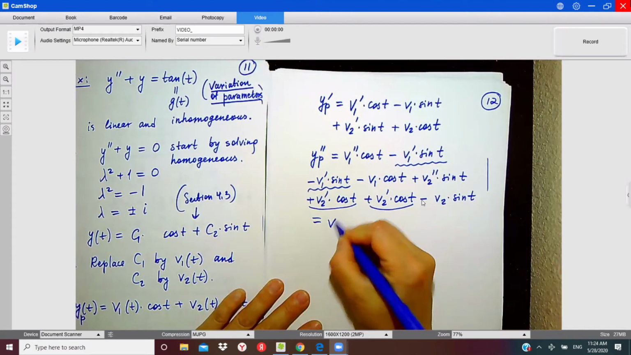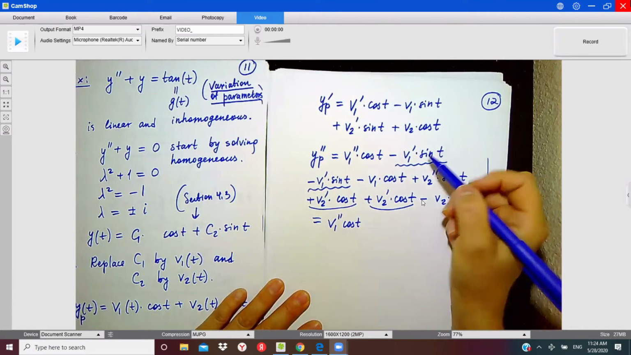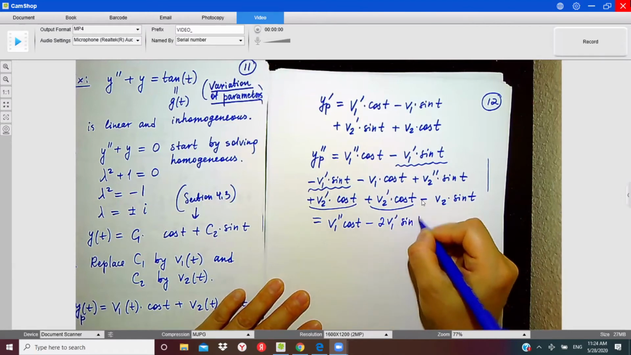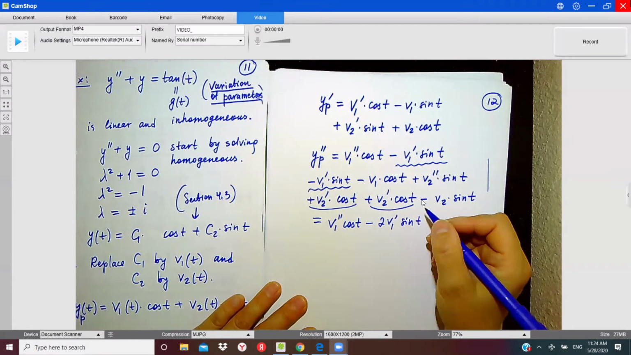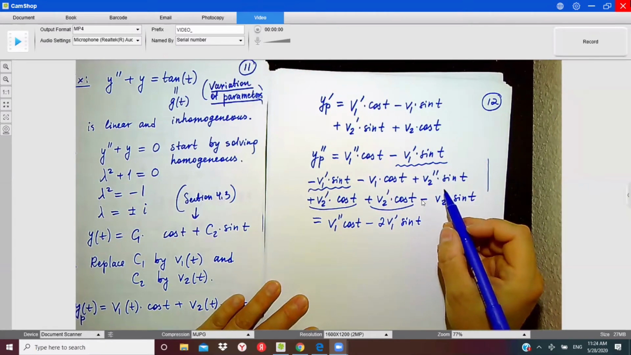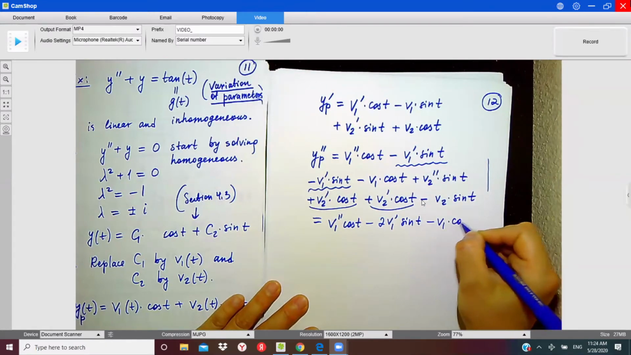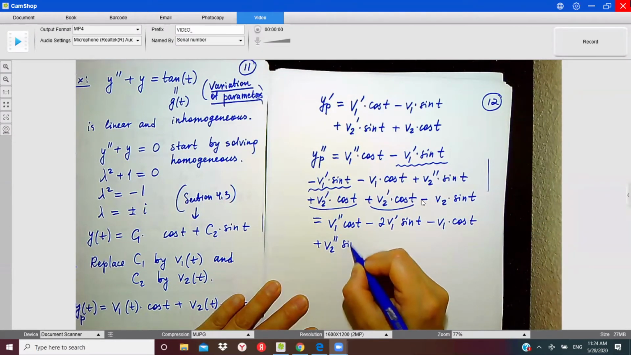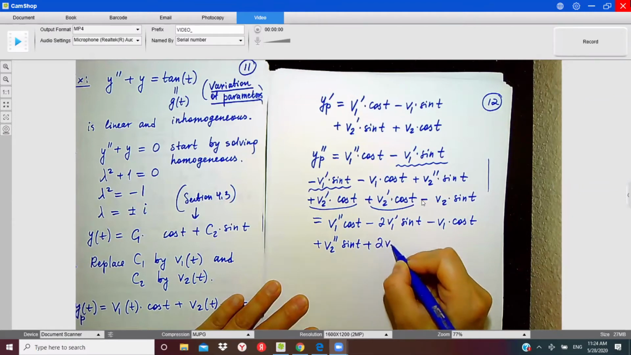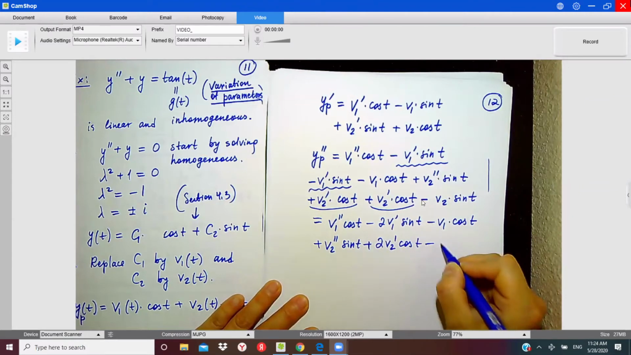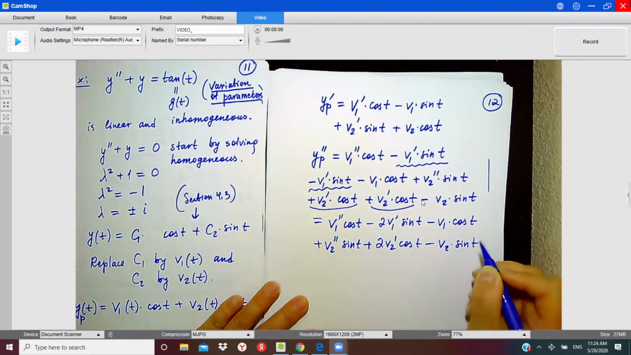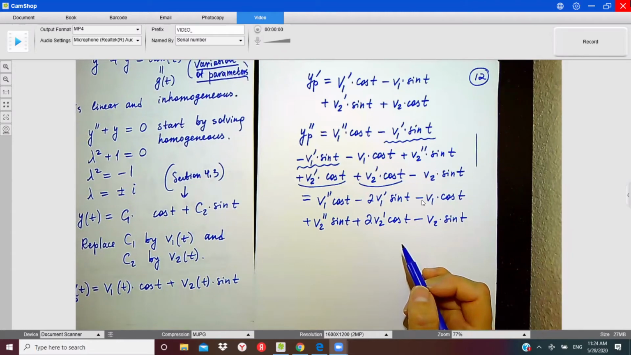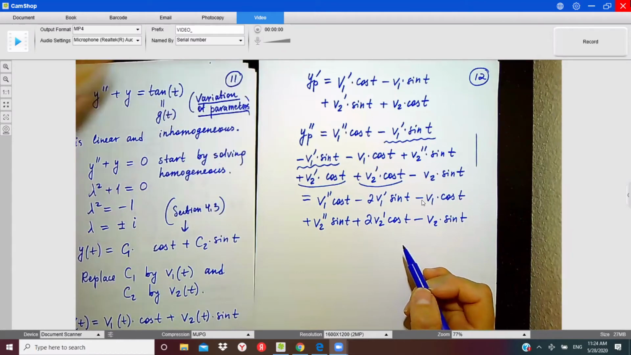So v sub 1 double prime cosine t. Then we combine these two, so minus 2 v sub 1 prime sine of t. Let's see, what else? Minus v sub 1 cosine t plus v sub 2 double prime sine t, and then plus 2 v sub 2 prime cosine t minus v sub 2 sine t. Well, so this is the second derivative, and we're ready to substitute everything back into the inhomogeneous equation.